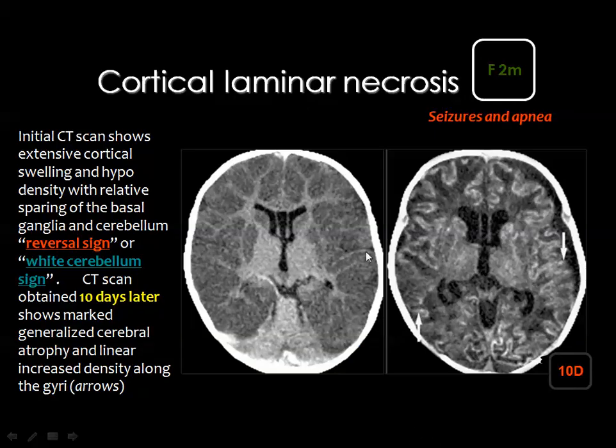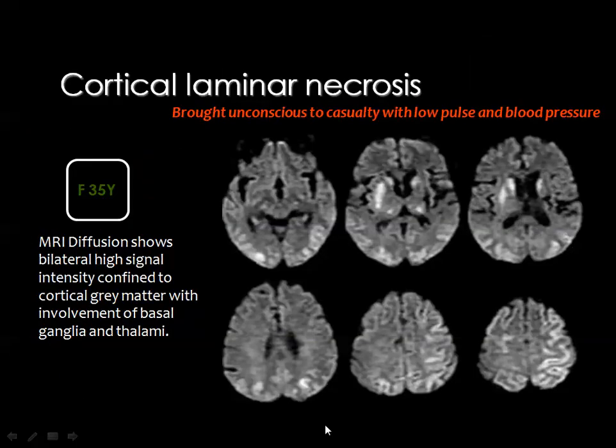And this is a case of hypoxic ischemic encephalopathy, and it shows clearly the white cerebellar sign, sparing of the basal ganglia. Then 10 days later, the CT scan showed extensive changes. The cortex showed these very well demonstrated hyperdensities representing cortical laminar necrosis, and also the start of dilatation of the ventricular system, denoting the loss of volume of ischemic brain tissue.